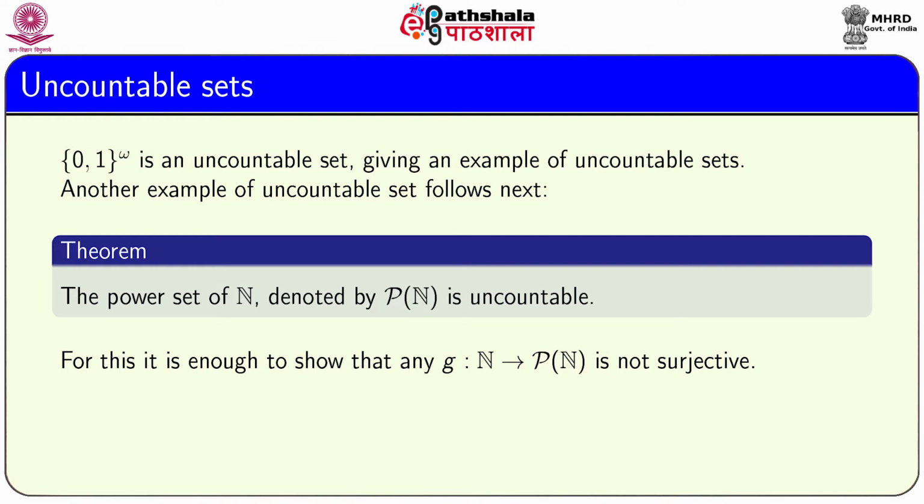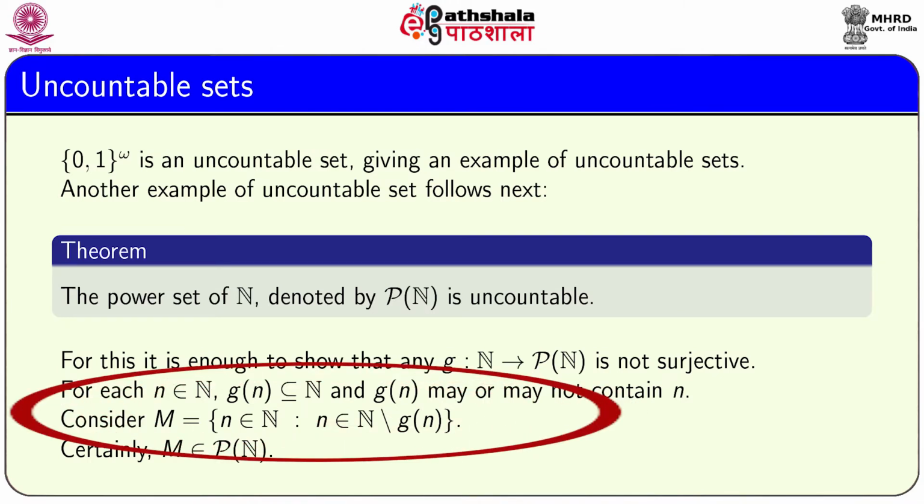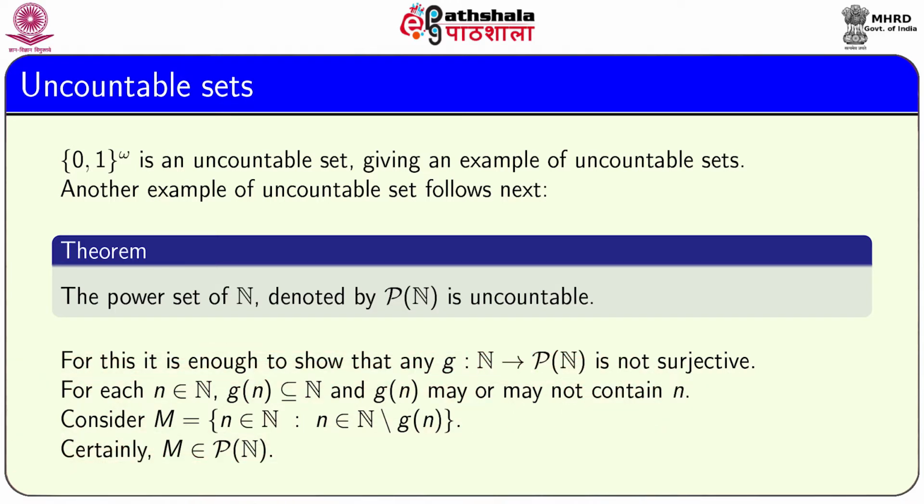We now have another example of uncountable set given by the next theorem. The power set of N, denoted by P(N), is uncountable. For this, it is enough to show that any function g from N to P(N) is not surjective. For each n, g of n is a subset of N and g of n may or may not contain the point n. So, consider capital M as all those members n of N such that n is within N minus g n.